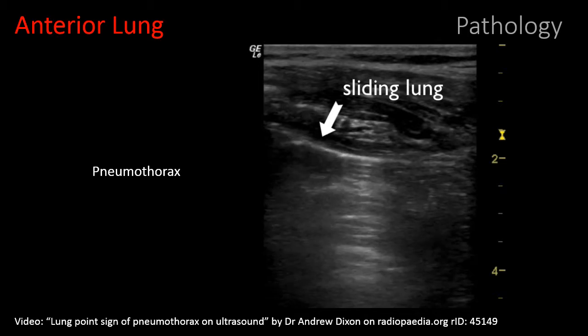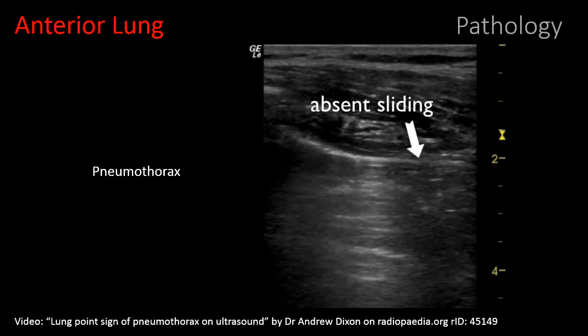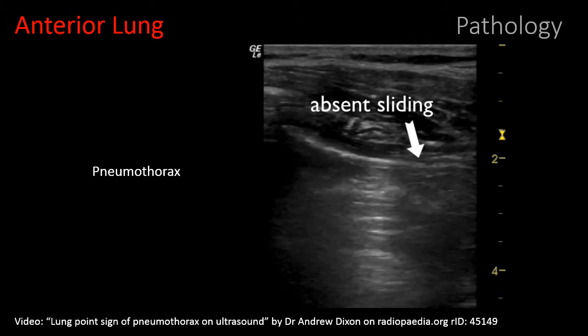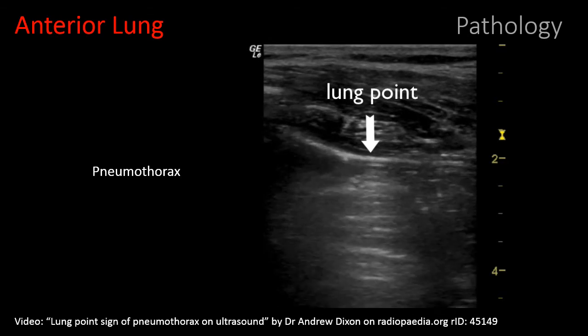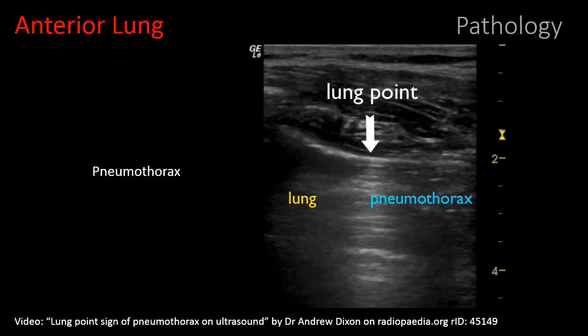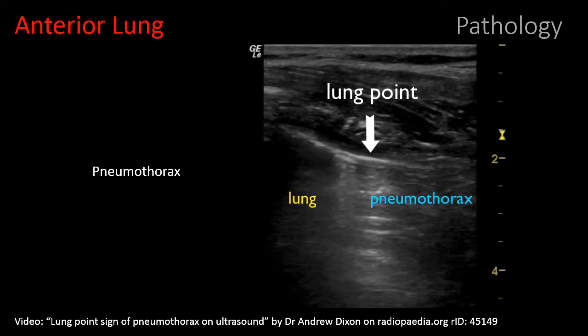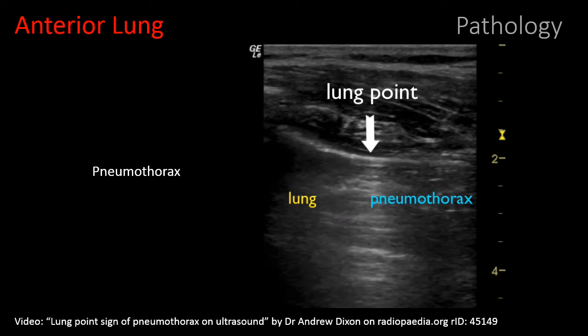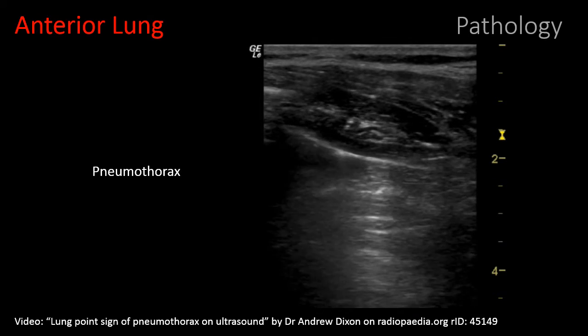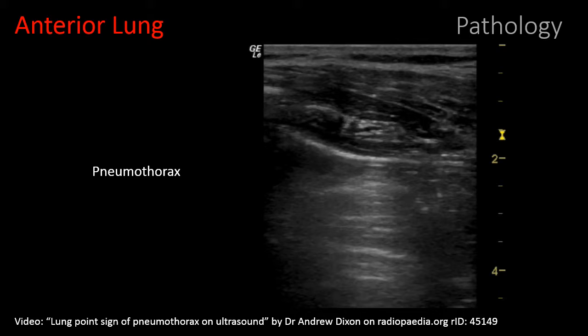So this is an example of lung sliding and then no lung sliding. So when you see this, this is called a lung point. This is pathognomonic for pneumothorax. It's the point at which the air is first observed in the pleural space.